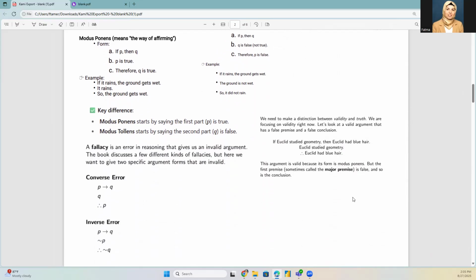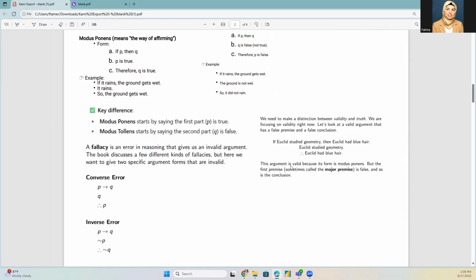Here I also want to talk about something else: we need to make a distinction between validity and truth. We're focusing on validity right now. Let's take a look at a valid argument that has a false premise and a false conclusion. If Euclid studied geometry, then Euclid had blue hair. Euclid studied geometry, therefore Euclid had blue hair. This argument is valid.